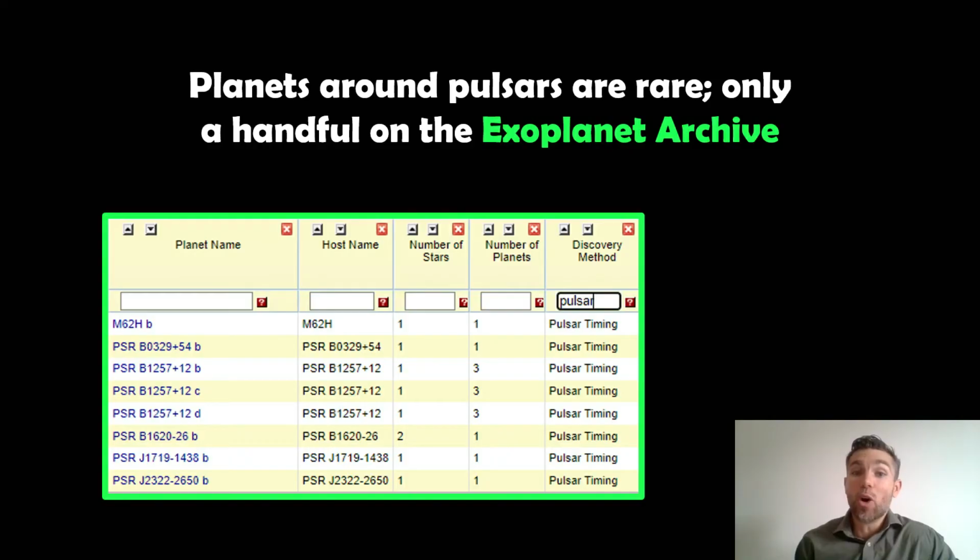But anyway, there's not many been found. If you go on the Exoplanet archive and filter by pulsar timing, which is what I'm going to show you how we actually discover those, there's only a handful. So they're quite rare. And if you look really carefully, there's one system there that's got 3 planets around a single pulsar. That's actually quite interesting in itself.